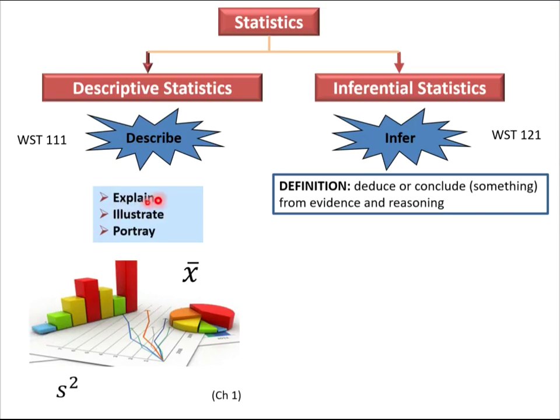So when we say we want to describe data, we're saying that we want to get an explanation, an illustration, or a portrayal of that data to understand it better. How can we describe it, basically? And then this could be using graphs, or you can use these summaries like your sample mean or your sample variance. And this is what you're going to be looking at in chapter 1.